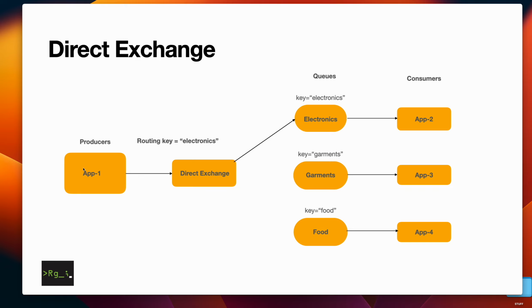Okay, so whenever the producer wants to send a message to this queue, suppose this producer wants to send the message to the first queue, it will tell the exchange that I have to send this message to this queue. Please take my routing key as electronics. So the producer will send the routing key to the direct exchange. Now the direct exchange will come to know the routing key is electronics. Since electronics is associated with this queue, the message will be routed to this queue.